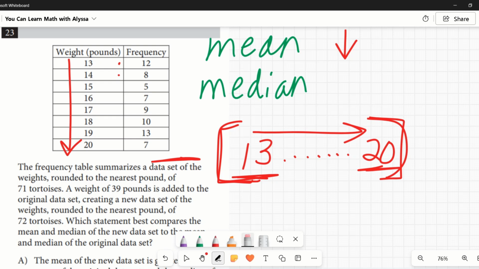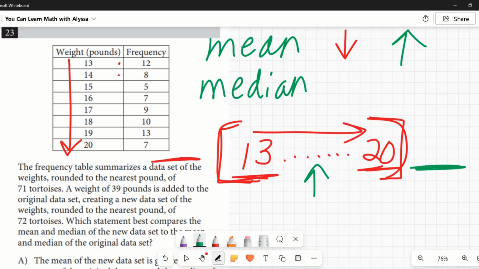There is no exception to this. None. Likewise, if this number is higher than the highest number in the original data set, the mean of that data set will go up. Always. No exceptions. It has to. If it's somewhere in the middle, you have to do the math. I say have to. I advise you to do the math.